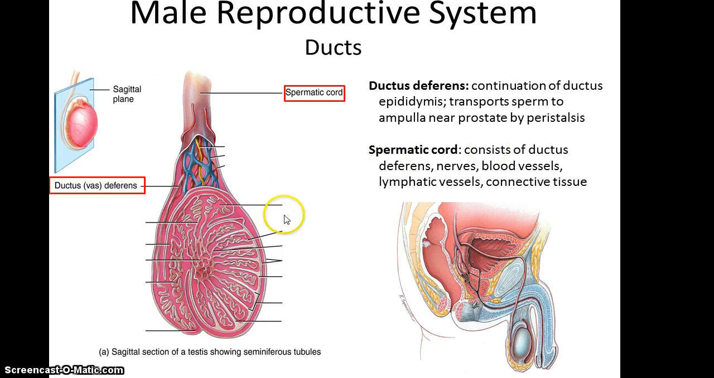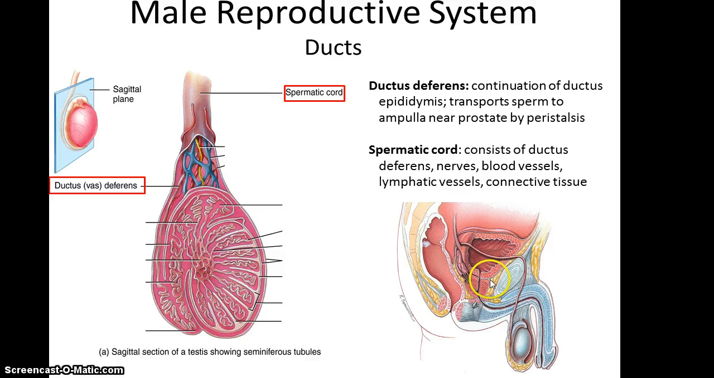Eventually the sperm will be transported through the ductus deferens, which is a long duct that runs from the testis up over the pubic bone, around the bladder, and then down till it is in the back posterior side of the prostate. And this transfer of sperm is conducted by peristalsis.